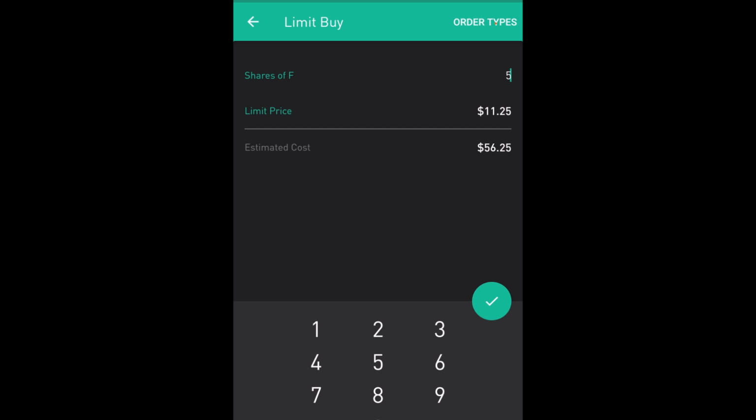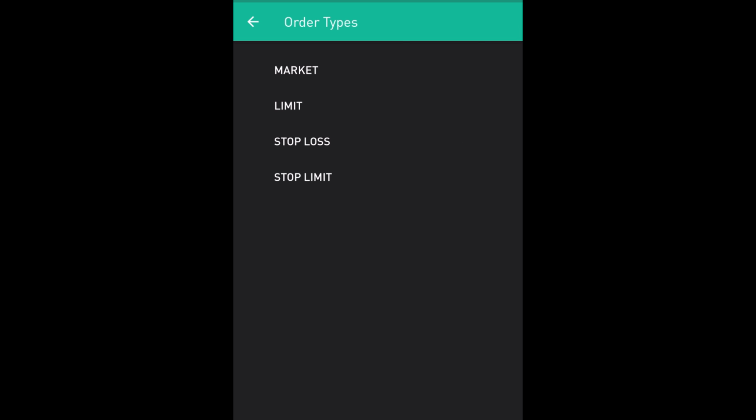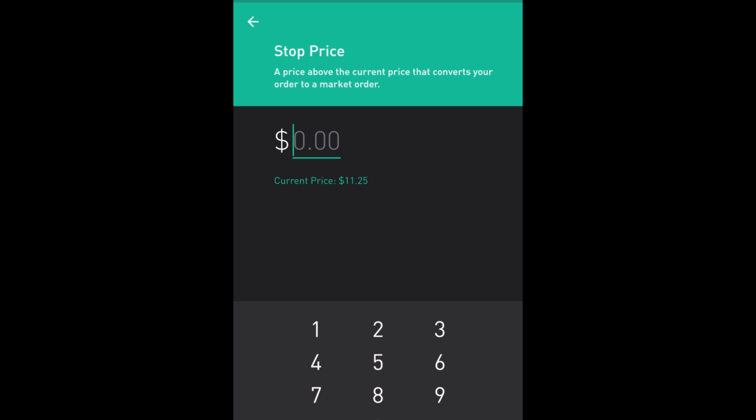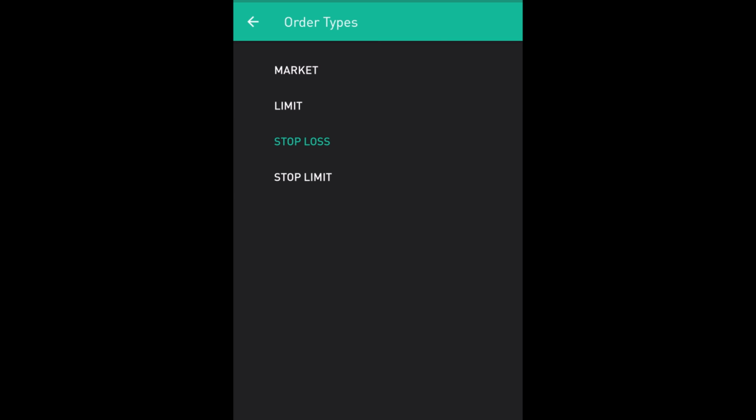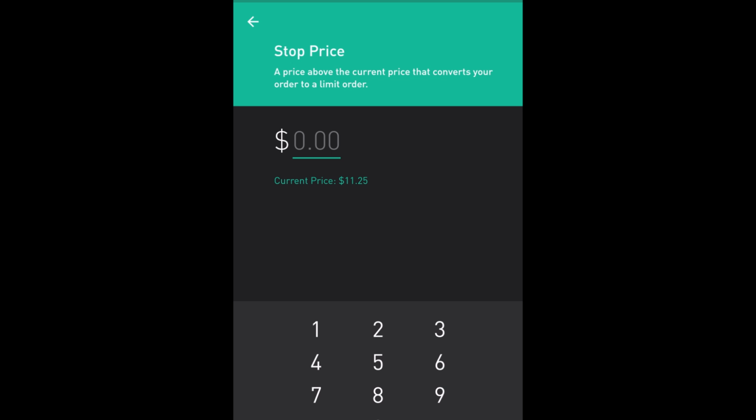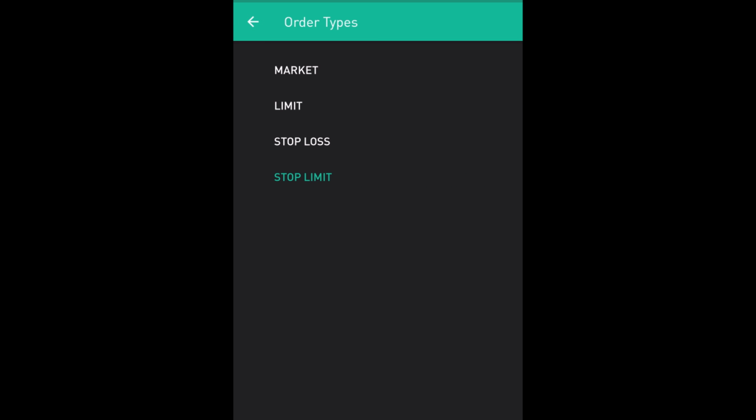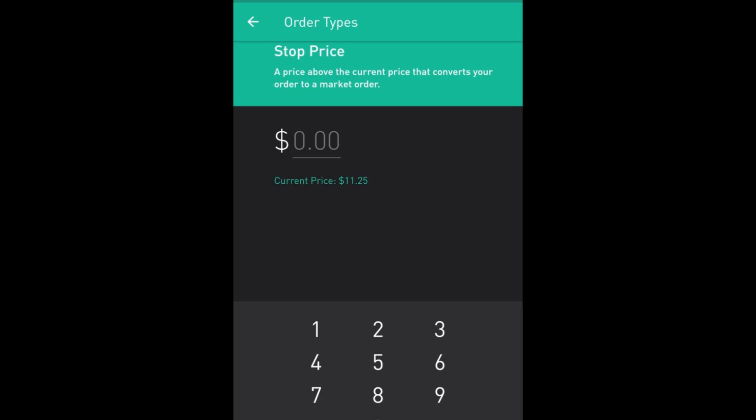So if we go back to order types, you can see that now there's two more sophisticated ways of trading. Stop loss, which, again, if we click into that particular option, now you see it's stop price. So it's not a stop loss, it's stop price. And then we have the stop limit as well. Again, a stop price, because these are buy orders. If these were sell orders, it would be stop loss, stop limit. But stop price and stop limit.